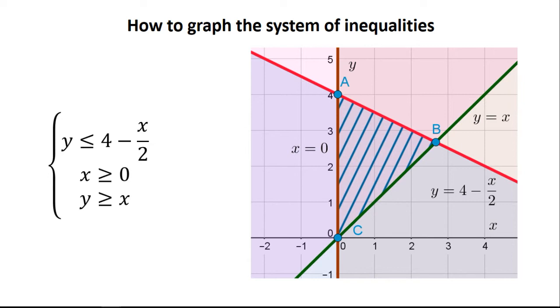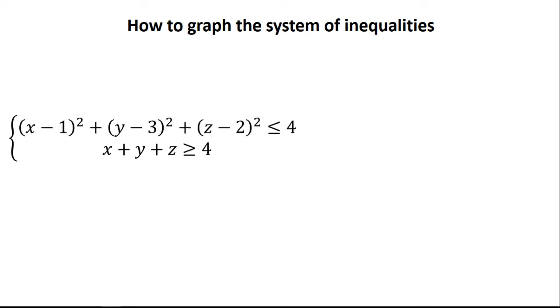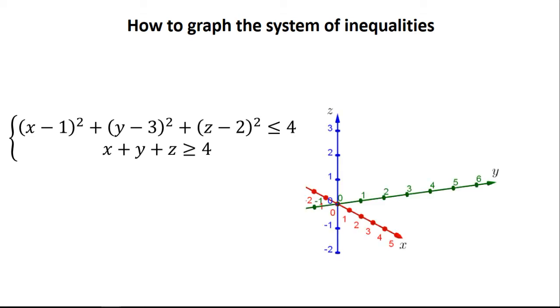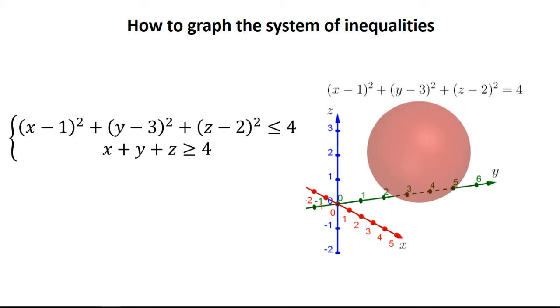And the final example. As you can see, this is an example of a three-dimensional problem. And to graph this kind of system of inequalities, we must use the coordinate space with three axes: x, y, and z. The first inequality of the system determines the space inside the sphere with the center at the point with x-coordinate of 1, y-coordinate of 3, and z-coordinate of 2. The radius of this sphere is 2 because 2 squared is 4.